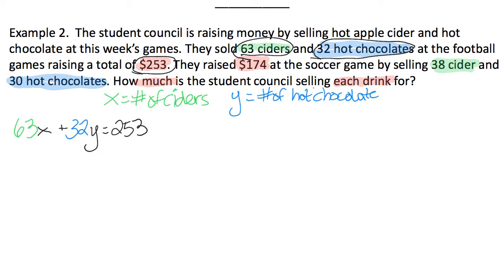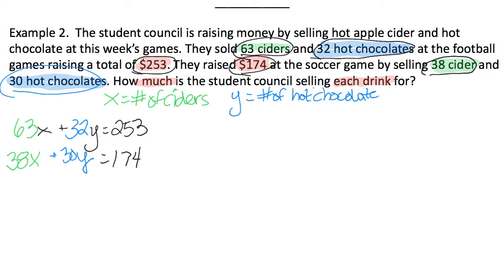So everything that deals with one equation is generally read in one sentence. And then the second equation, they raised $174, so it's equal to 174. 38 ciders is 38x. Okay, 30 hot chocolates is 30y.